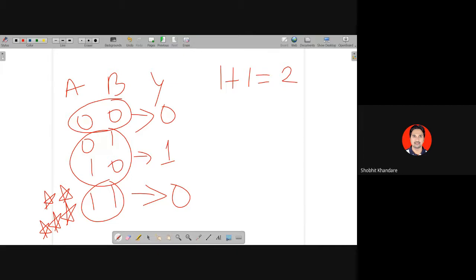Yes, you are right. 1 plus 1 is equal to 0 with carry 1 in binary addition. Very good. It is a binary addition. 1 plus 1 is equal to 0 with carry 1 in binary addition. Here I will not write plus, so I have to write it like this: 1 XOR 1 is equal to 0 in XOR addition.